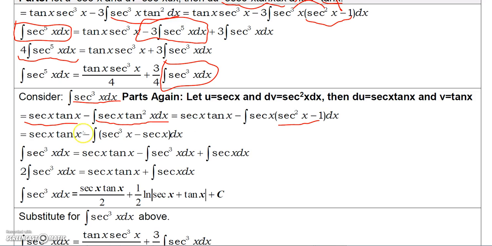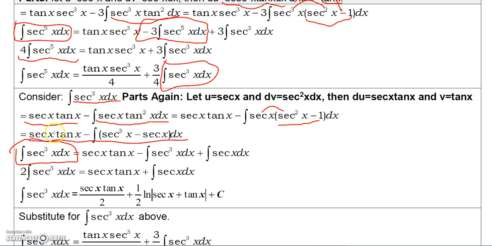We bring down the secant x tangent x here, and then distribute the secant x through here. So I get secant cubed x minus secant x here. Okay, now remember, all of this is actually supposed to equal this integral here, the secant cubed x dx. So let's bring it down.